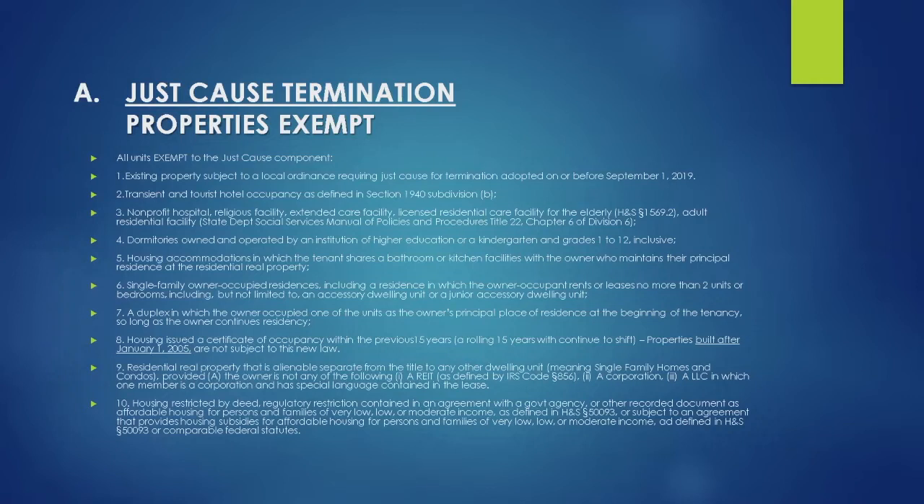And then we have housing restricted by deed, regulatory restriction contained in an agreement with a government agency or other recorded documents as affordable housing for persons and families of very low, low, or moderate income, and that's going to be defined by Health and Safety Code section, or is subject to an agreement that provides housing subsidies for affordable housing for persons and families of very low, low, or moderate income, or comparable federal statutes.